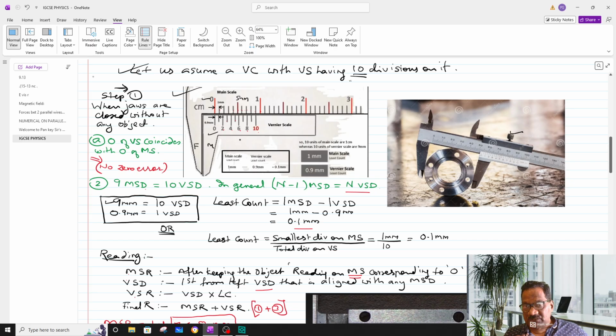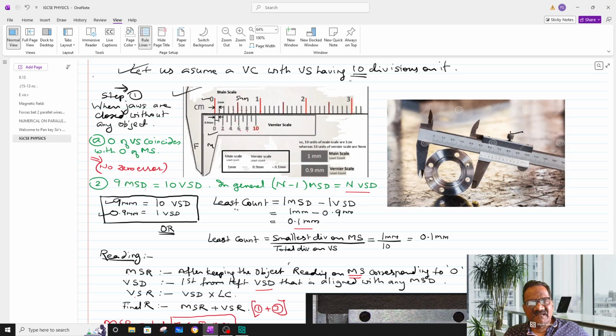Now I'm going to try to find out the unit of one vernier scale division. So 9 millimeter is equal to 10 vernier scale divisions. So one vernier scale division will be how much? Unitary method, mathematics. One vernier scale division will be equal to 9 divided by 10. So 9 divided by 10 is how much? 0.9. So one vernier scale division will be 0.9 millimeter. So now we came to know that one vernier scale division is 0.9 millimeter. So that is the first thing that you have to find out.